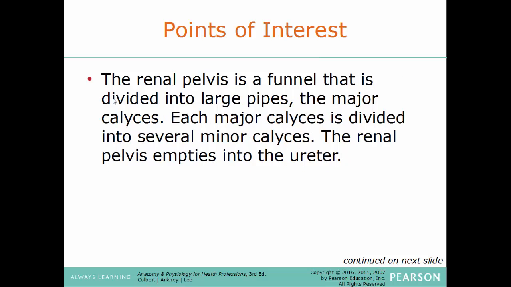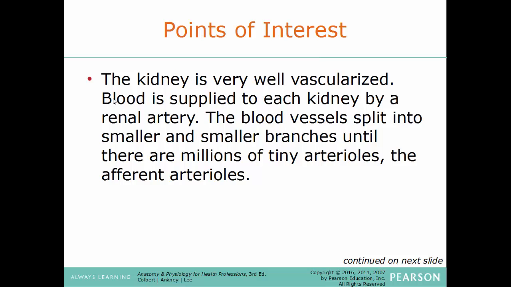The pelvis is a funnel-shaped structure that is divided into basically large pipes, which are the major calyces. Each major calyx is divided into several minor calyces, and the renal pelvis is what will empty into the ureter. The kidney is very well vascularized.